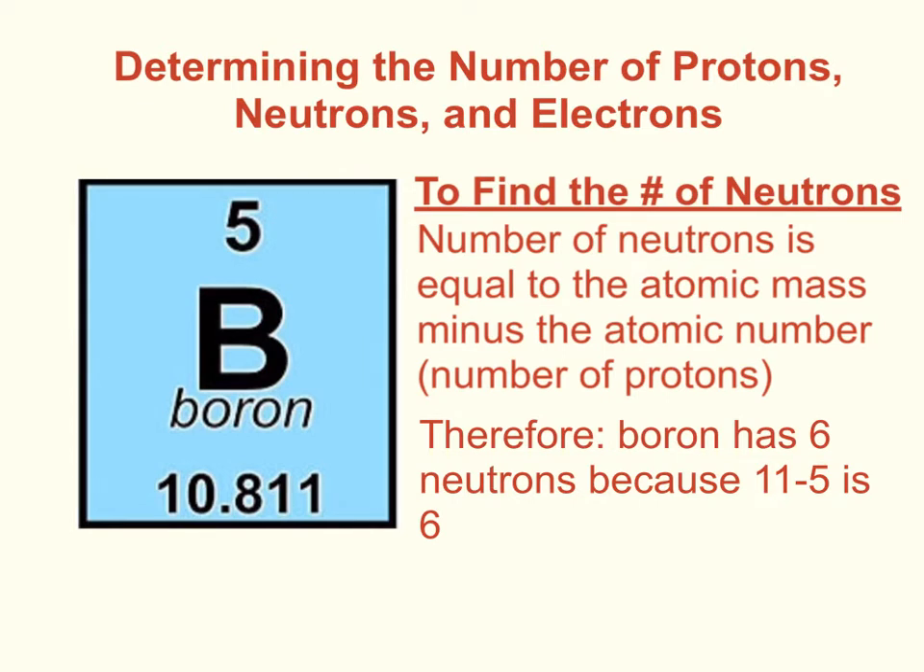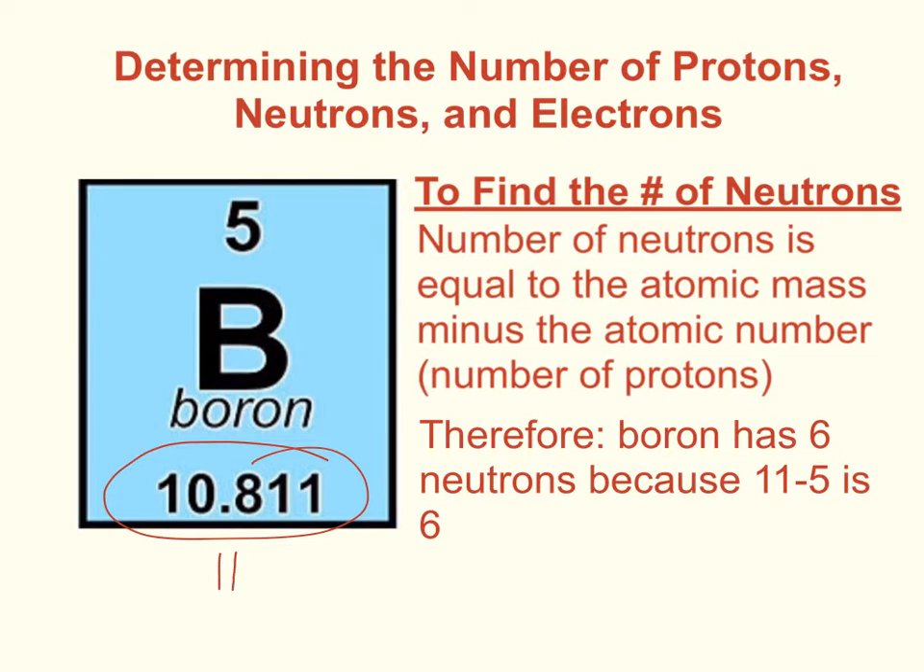Finding the number of neutrons is a little bit more tricky. In order to find the number of neutrons, we have to subtract the atomic number or the number of protons from the atomic mass. Remember first that we have to round our atomic mass to the nearest whole number. So for this example, the atomic mass of boron would be rounded to 11.